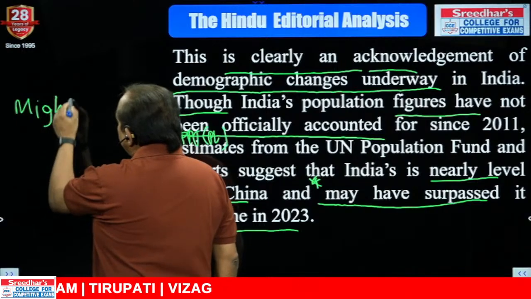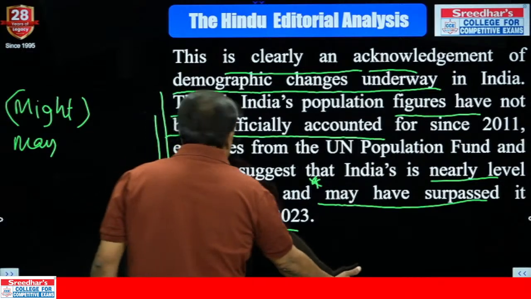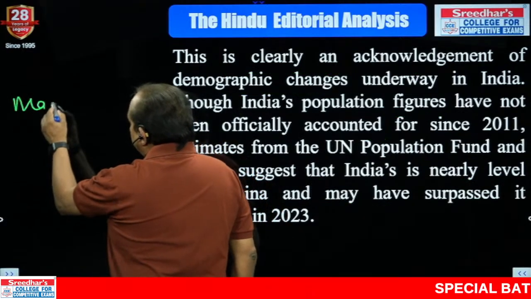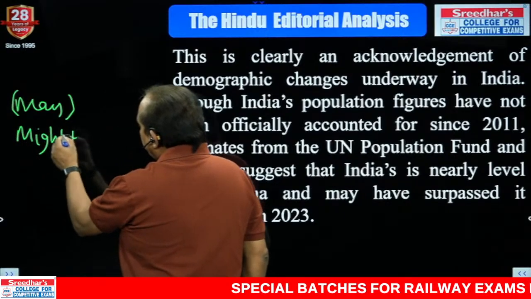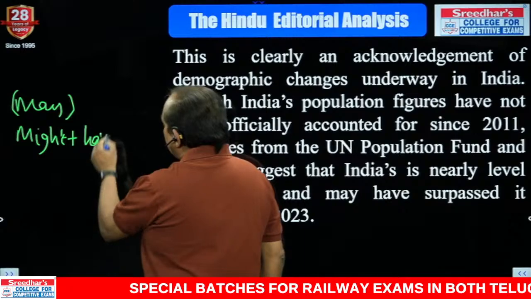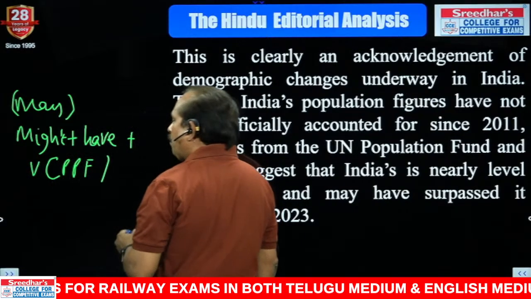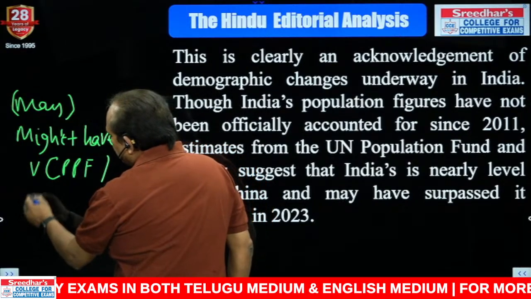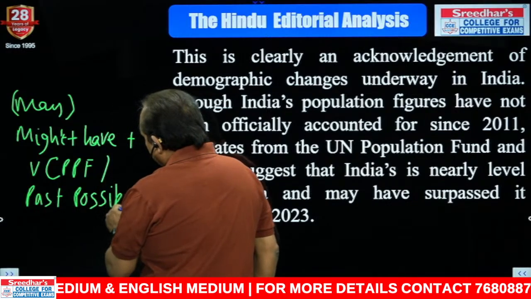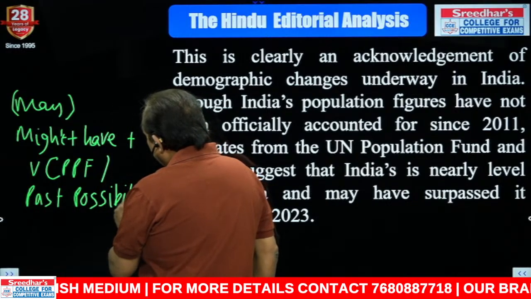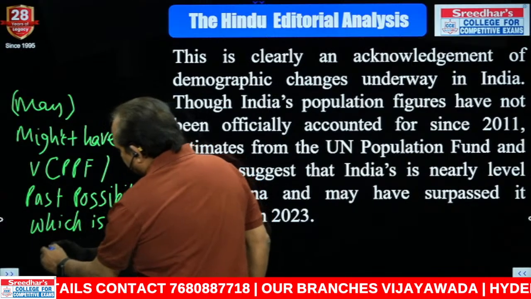Generally, we use might. We can also use may, but we prefer might. Might plus have plus verb in past participle form. What is the function? It is used to express a past possibility, which is a guess.